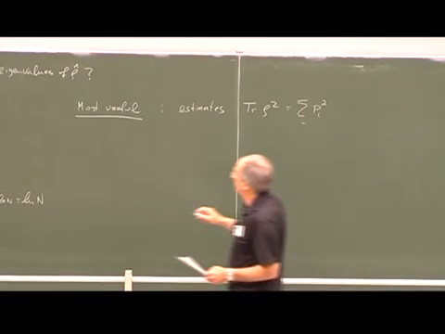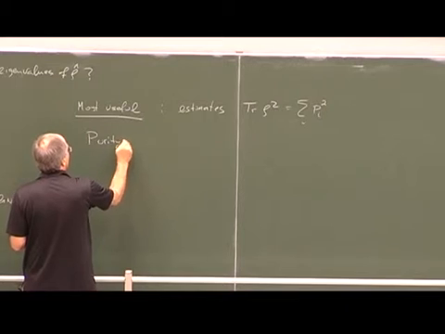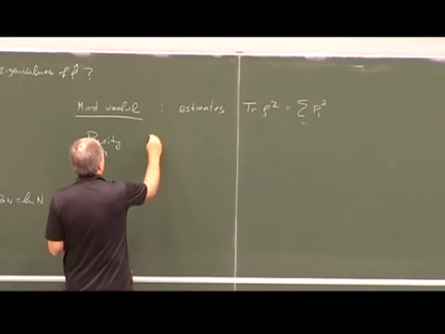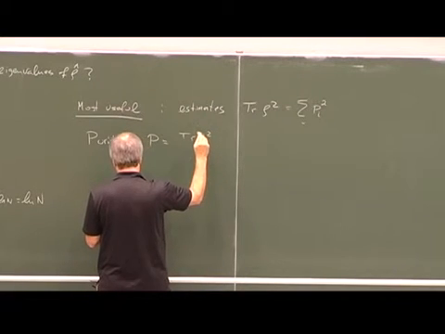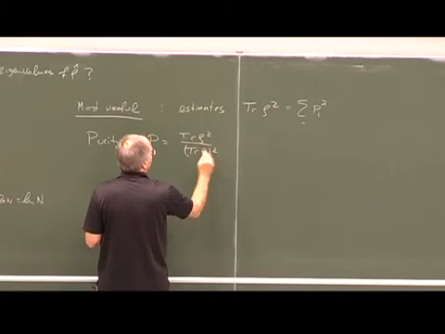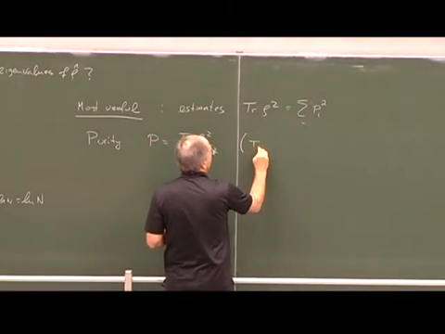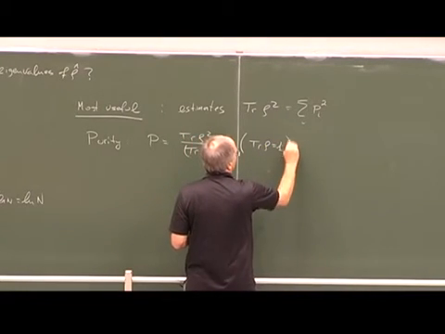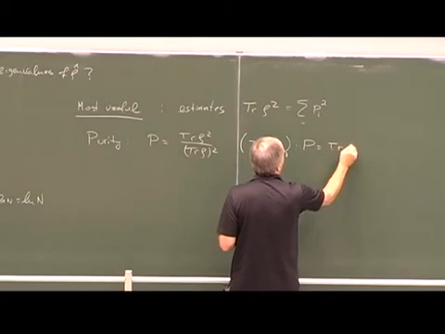And in fact, the first such estimate is the purity. It's trace rho squared divided by trace rho squared. So if rho is normalized, then P is simply trace rho squared.